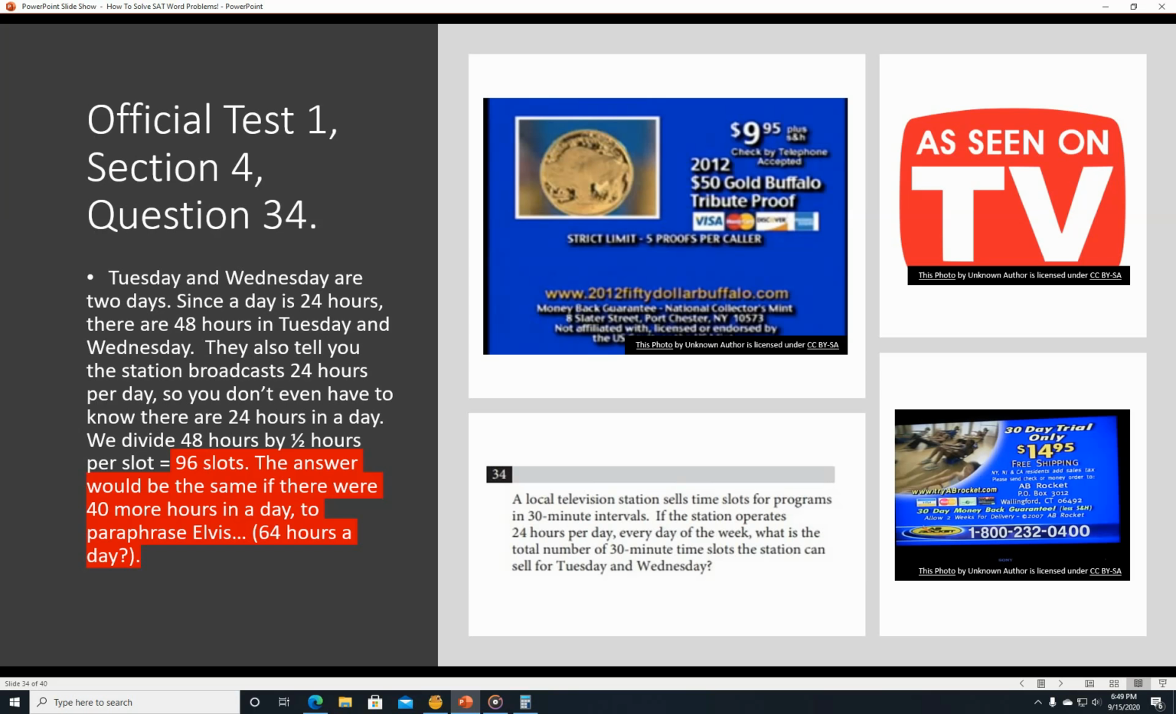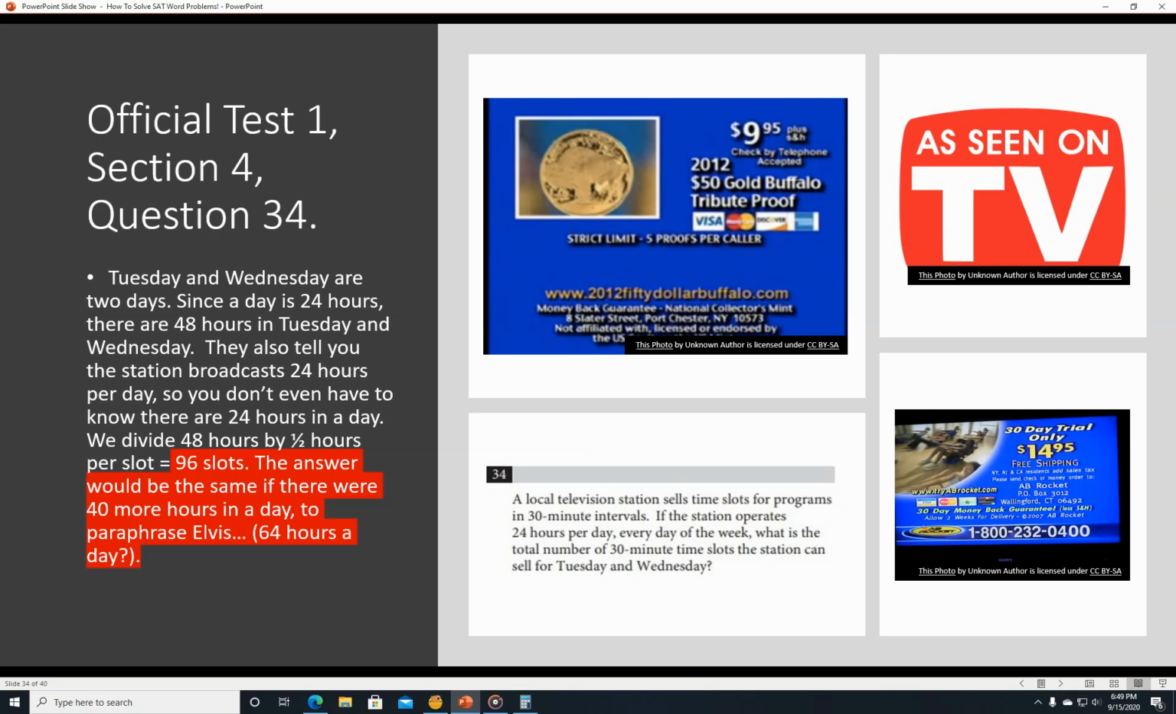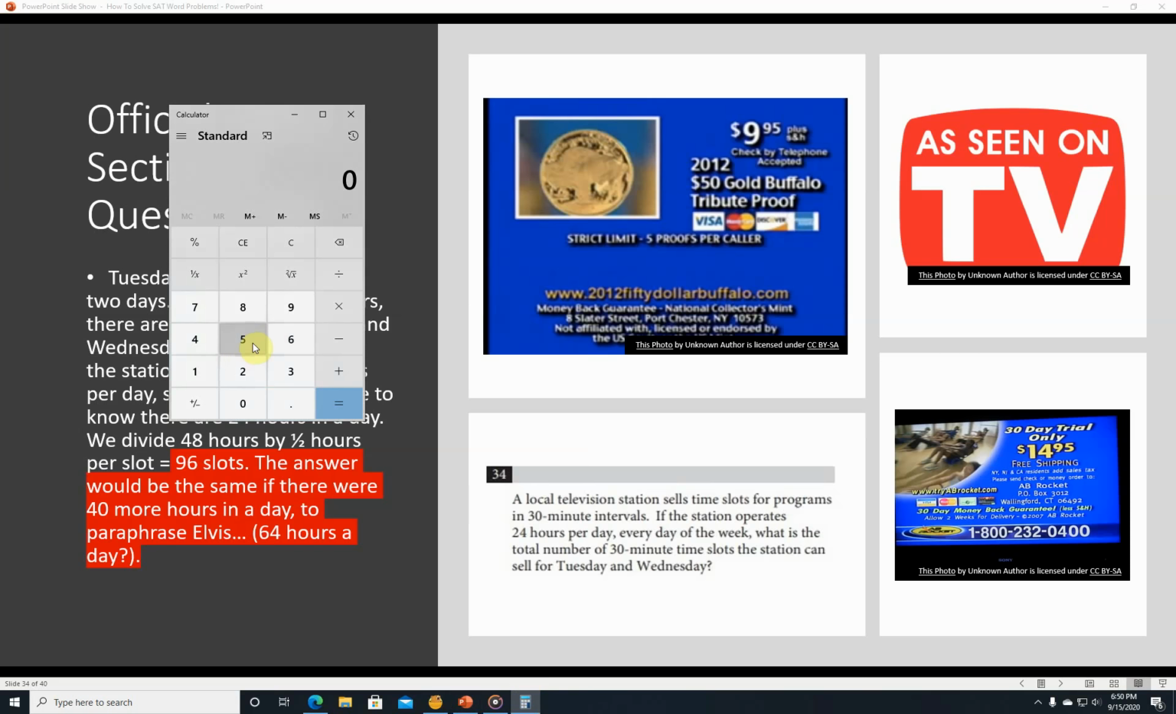They also tell you that the station broadcasts 24 hours per day, so you wouldn't even have to know that there were 24 hours in a day, because even if there were 44 or whatever, you'd say, okay, but they only broadcast 24 out of however many hours there are in a day. So we divide 48 hours by half hours per slot. So dividing by half is multiplying by 2.